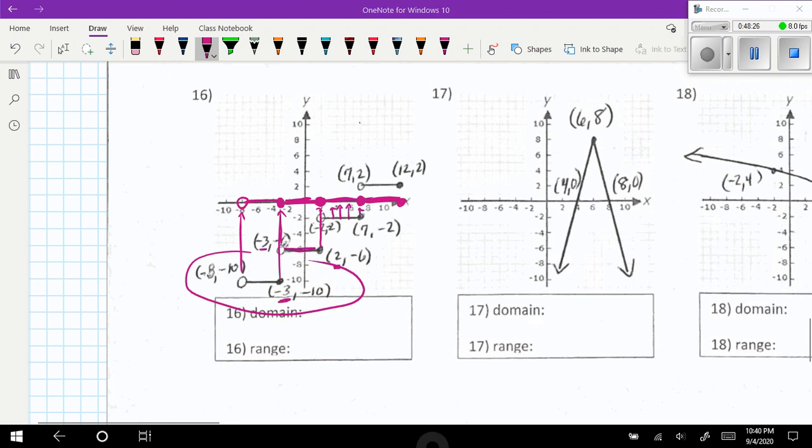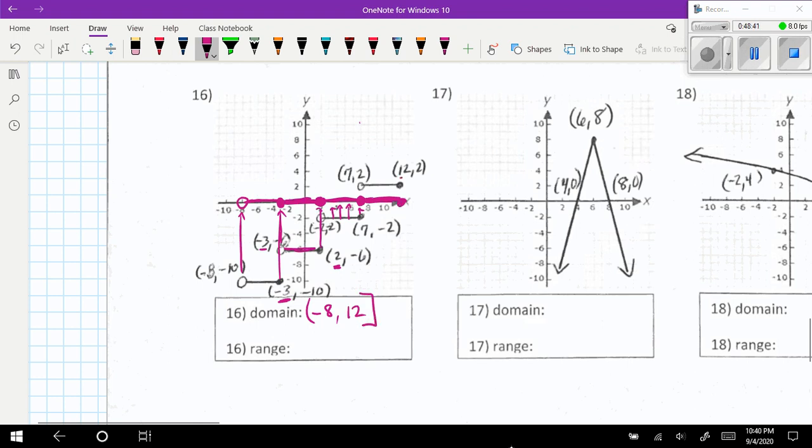And now I can read my domain. My domain starts at -8, but I do not want to include it. And it's consistent all the way across until I get to 12, and I do want to include that 12.